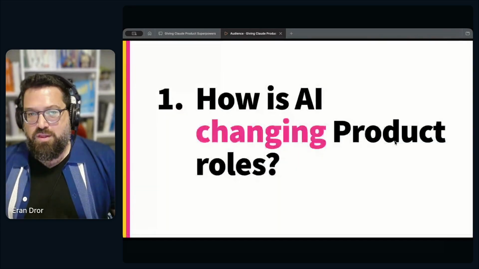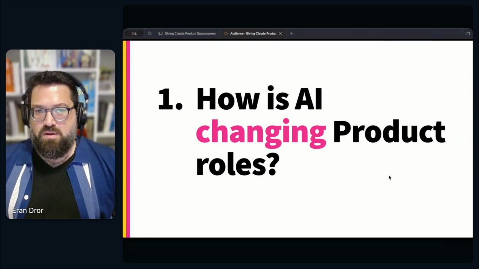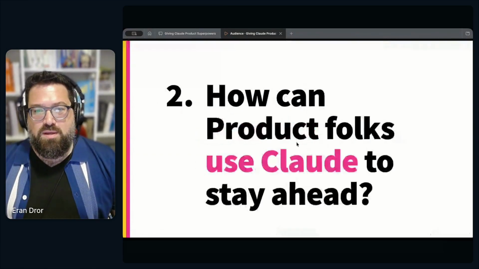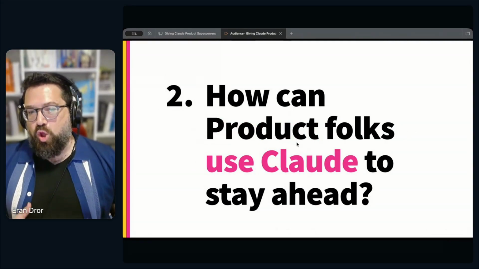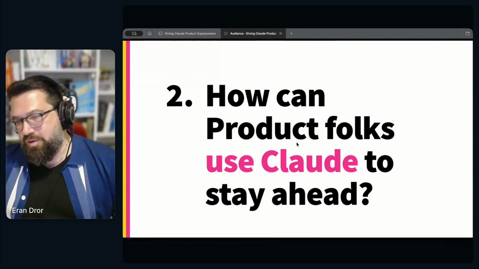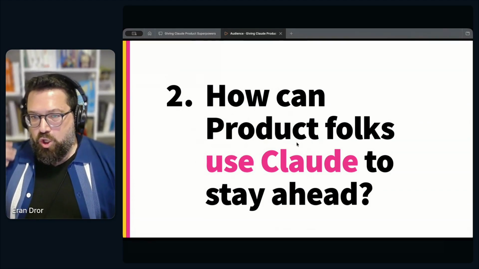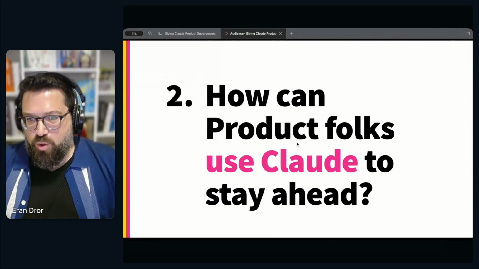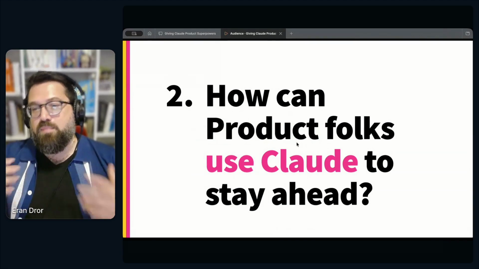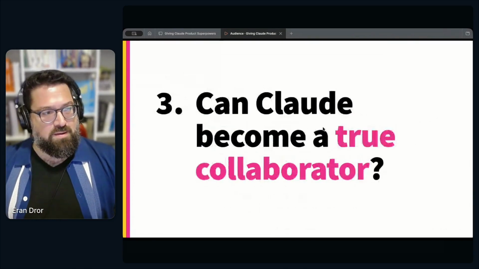And we're going to cover three main things. One is, how is AI changing product roles? This is the big theme. And clearly it does. Two is, how can product folks use Claude to stay ahead? To a lesser degree, this also applies to every other agent like Cursor and Codex. A lot of the things that I say here are not exclusive to Claude, but Claude is clearly the favorite of a lot of product teams, and is ahead in some of these in extensibility, in its ability to be extended by different plugins, different products.